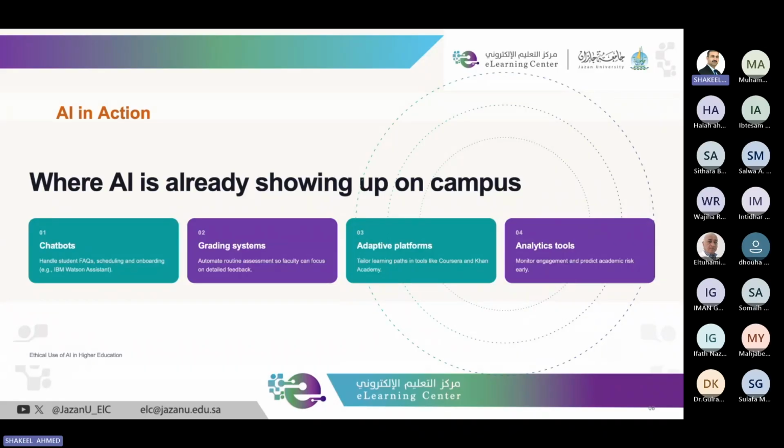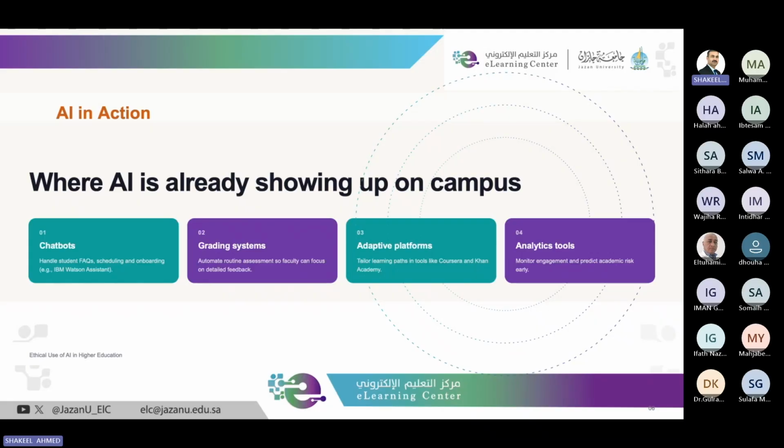Most importantly, we have to see how AI can be in action, where AI is already showing up on campuses, how the chatbots, grading systems, and adaptive platforms are running there, and how the analytic tools work. So AI is not coming to campus; it is already here.